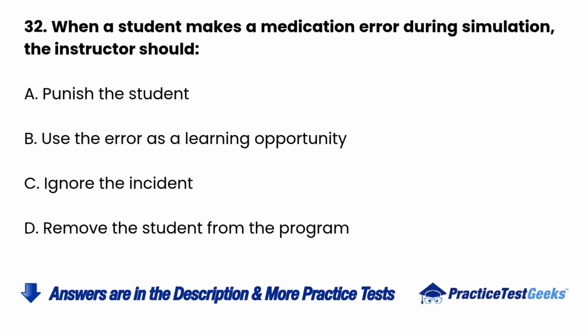32. When a student makes a medication error during simulation, the instructor should: A. Punish the student. B. Use the error as a learning opportunity. C. Ignore the incident. D. Remove the student from the program.